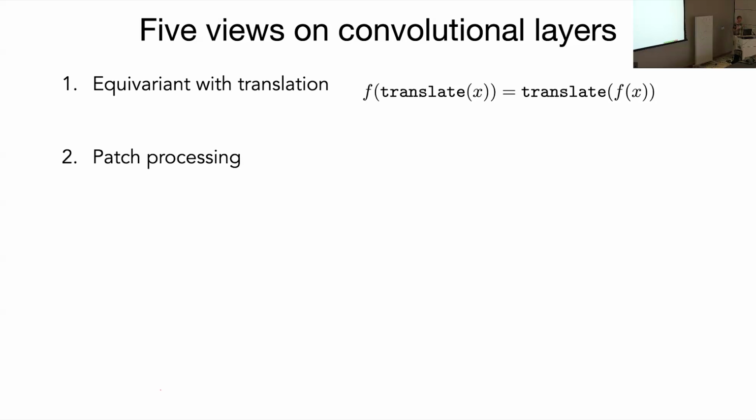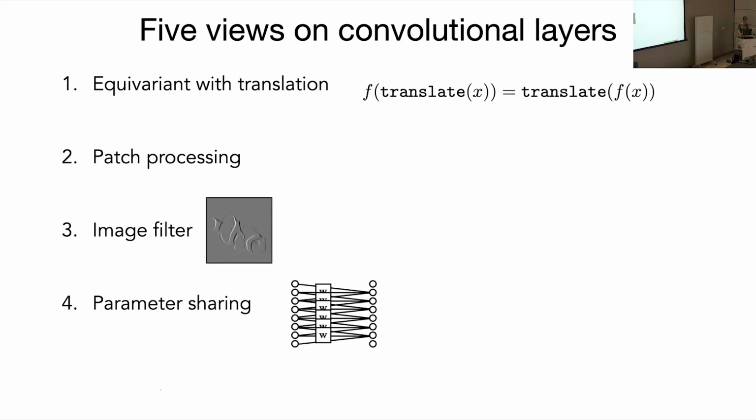You can think of them as patch processing. It's a way to capture information with local spatial structure, which is quite useful for images, as you can imagine. You can think of them as image filters, so you're designing filters that give you useful representations of images.